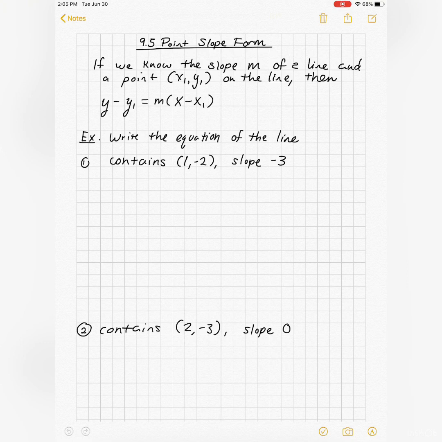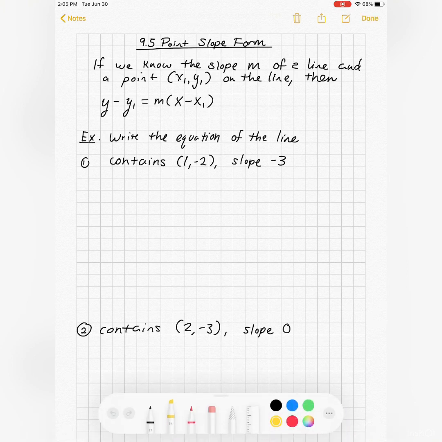Okay, let's look at one other form that's sometimes valuable, and that's the point slope form. So if we know the slope m of a line and a point x1, y1 on the line, then we can use the equation y minus y1 equals m times x minus x1. So this is called the point slope form.